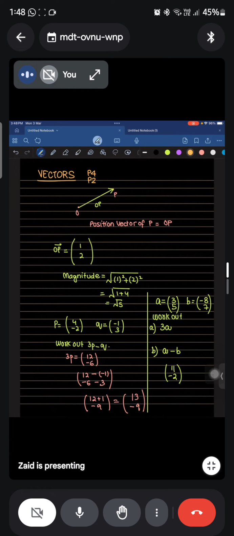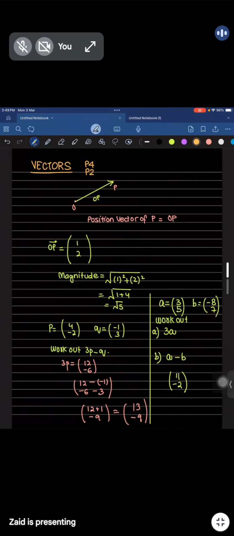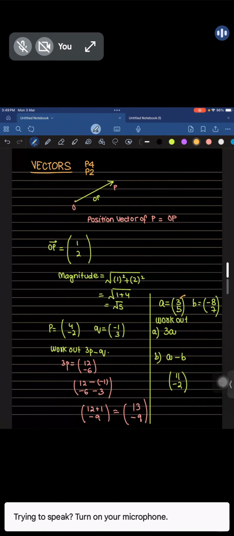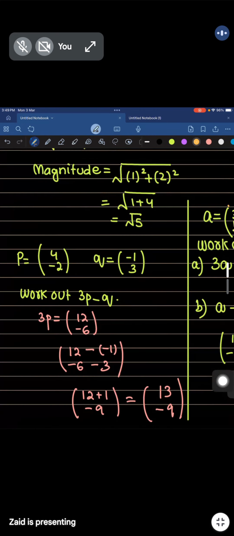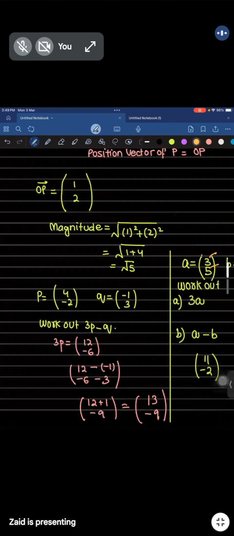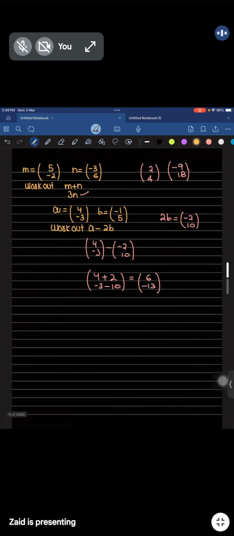Ayan, if we go into this question, 3a and a minus b: 3a means all the members of a are to be multiplied by 3, and a minus b means b is to be subtracted from a. Look here, I've just done this, 3p minus q. First I multiplied p by 3, both the members. Can you see this? Yes, sir. Once I've got this, it's 3p minus q, minus and minus, the adjacent ones with adjacent ones. The same thing we are doing over here.